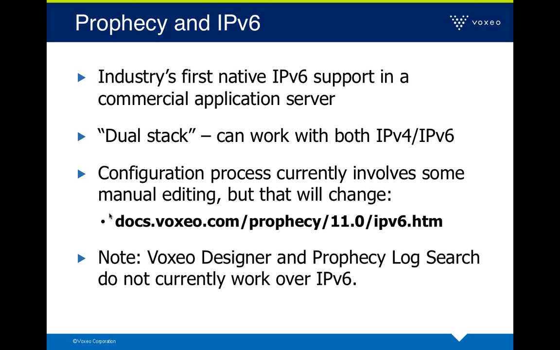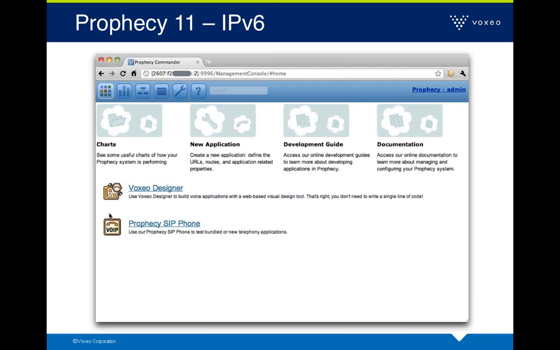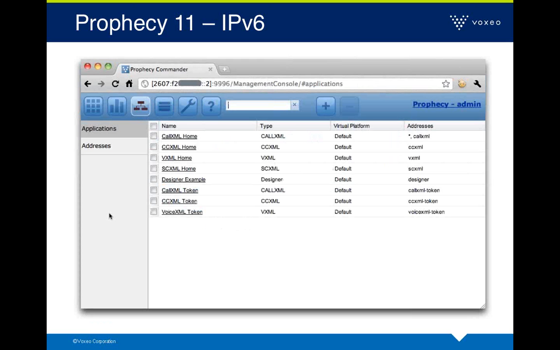I can call into it over IPv6 on the soft phone. I can connect to it. Note here I do mention Designer and Log Search do not currently work on IPv6, but we'll work with that. Here's a screenshot. Because I'm security conscious, I removed part of the IPv6 address, but you can see there I was connecting in, working with it, using it.